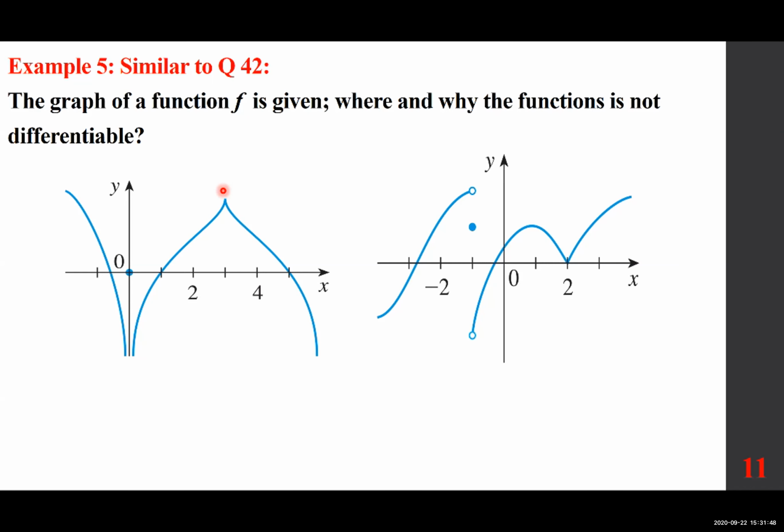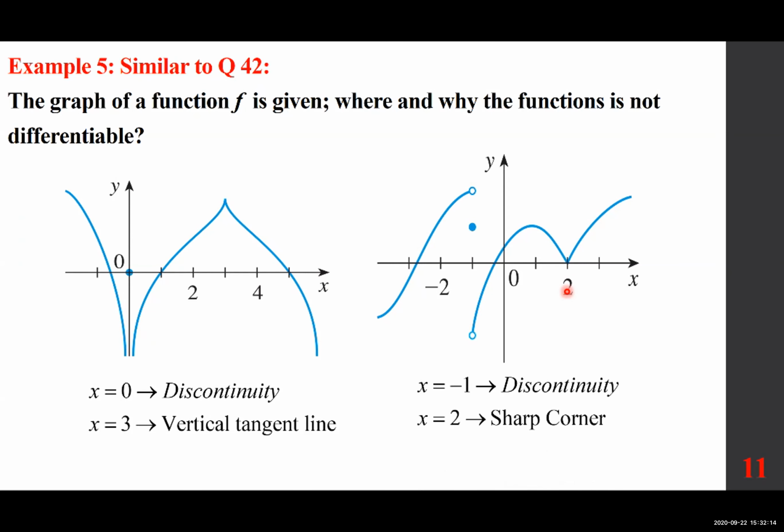If you say the cusp or a sharp corner, I'm okay with that. I will discuss the difference in a moment after we're done. So at x equals 0 and at x equals 3. Very straightforward. When we look at this one, obviously we have a jump, a discontinuity at this point, -1. And then we have a sharp corner at this point, 2. Those are the ones that fail.